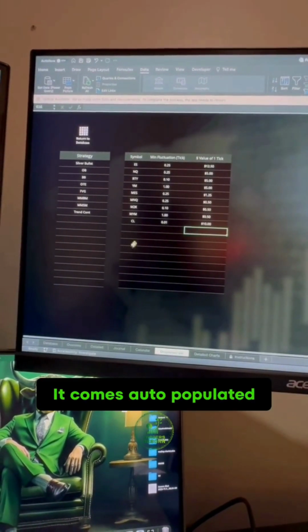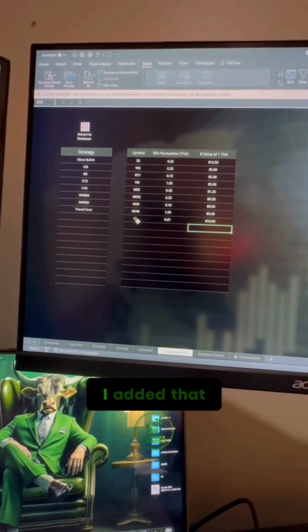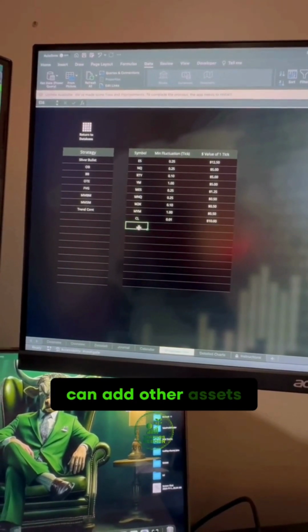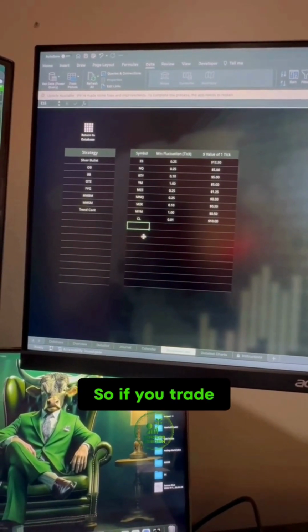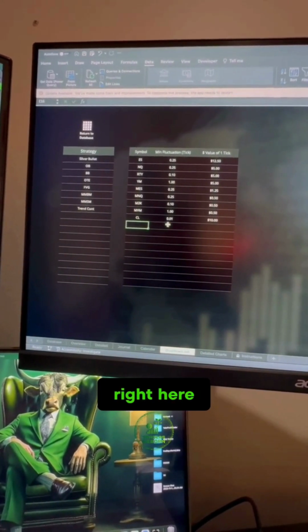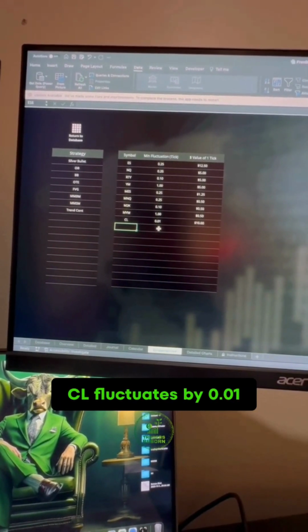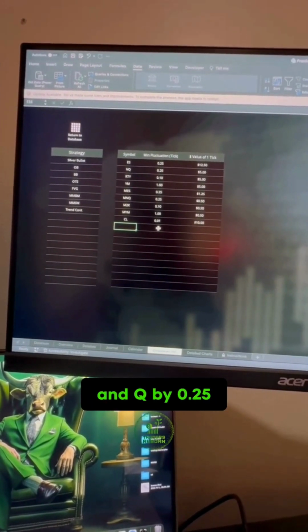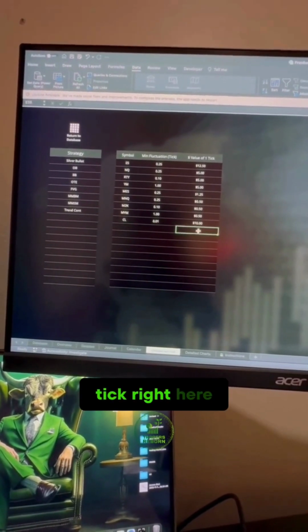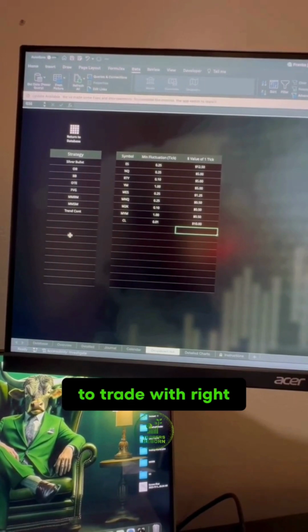It comes auto-populated with all of these right here. Crude oil is not in it. I added that myself, but you can add other assets right here. So if you trade gold or whatever else you trade, you can put the ticker symbol right here. You can put what it fluctuates by. CL fluctuates by 0.01, NQ by 0.25. You can put the value of each tick right here, and then you can put the different strategies that you use to trade with right here.